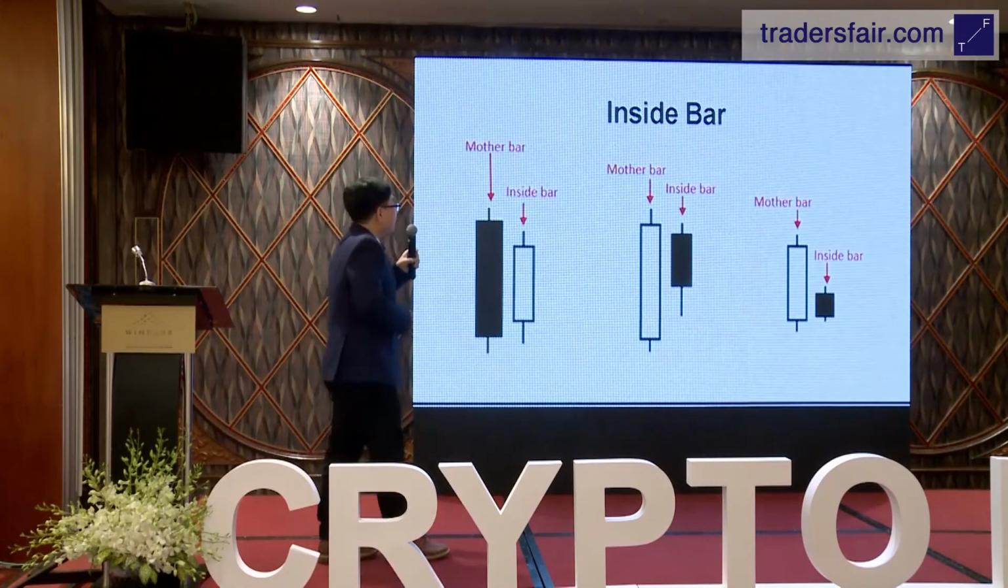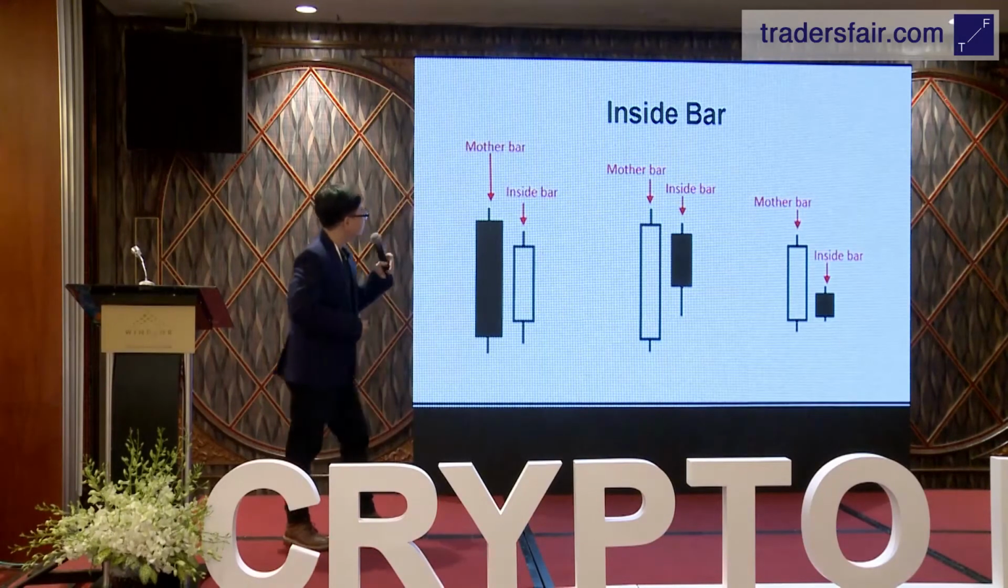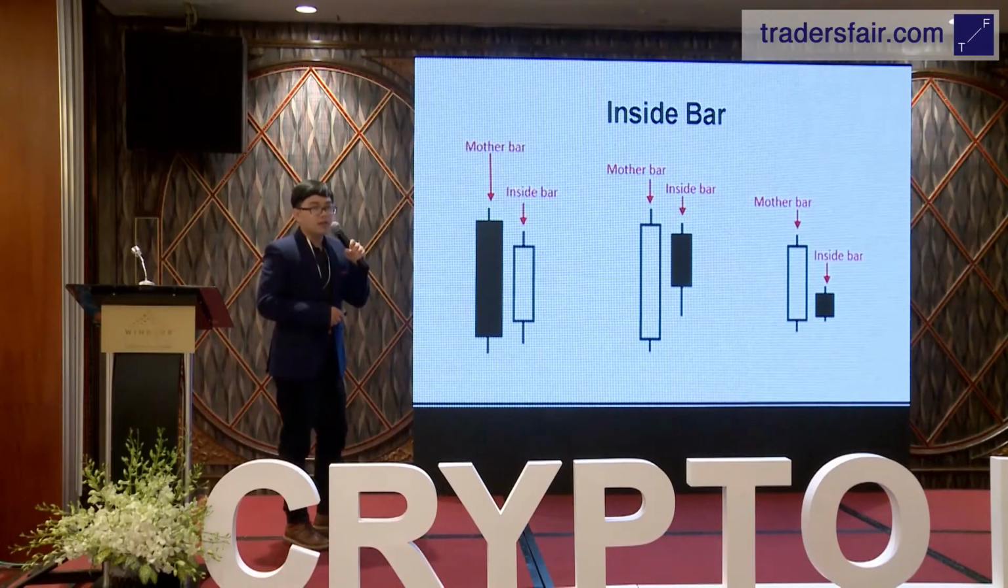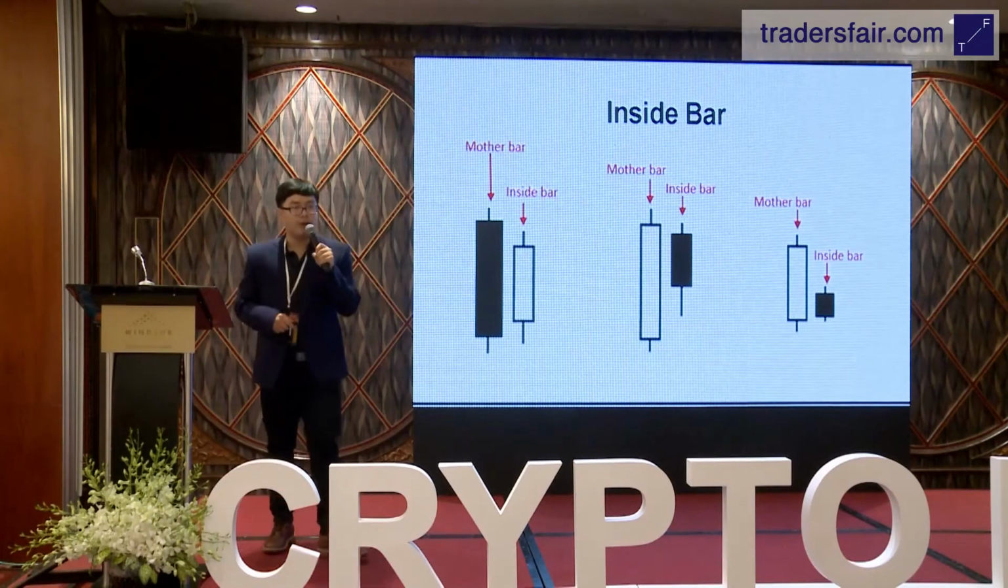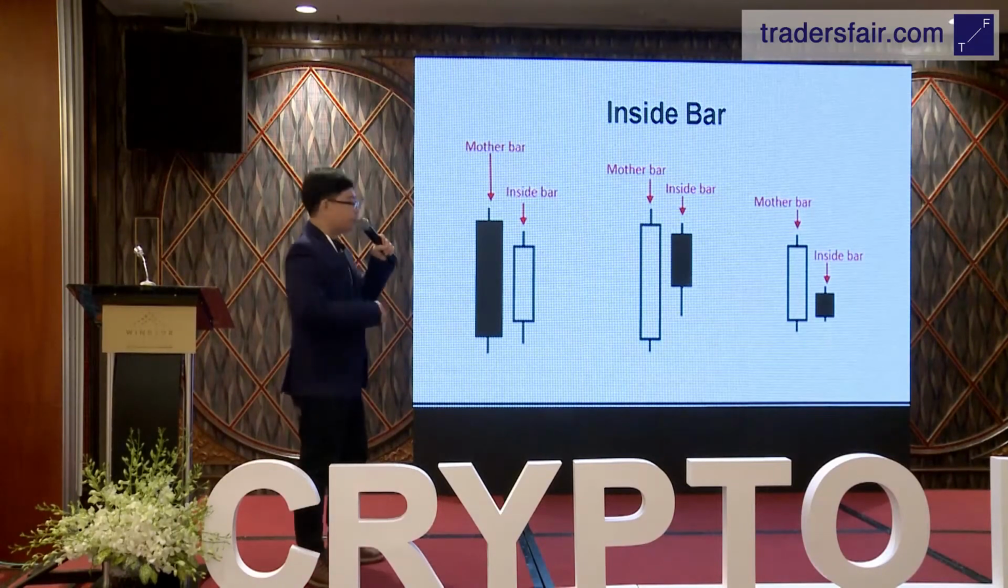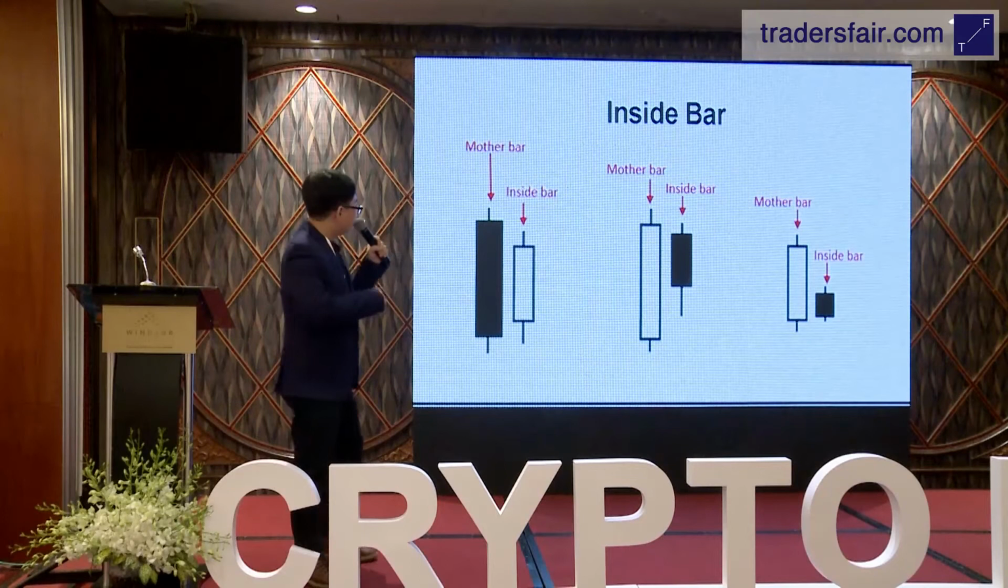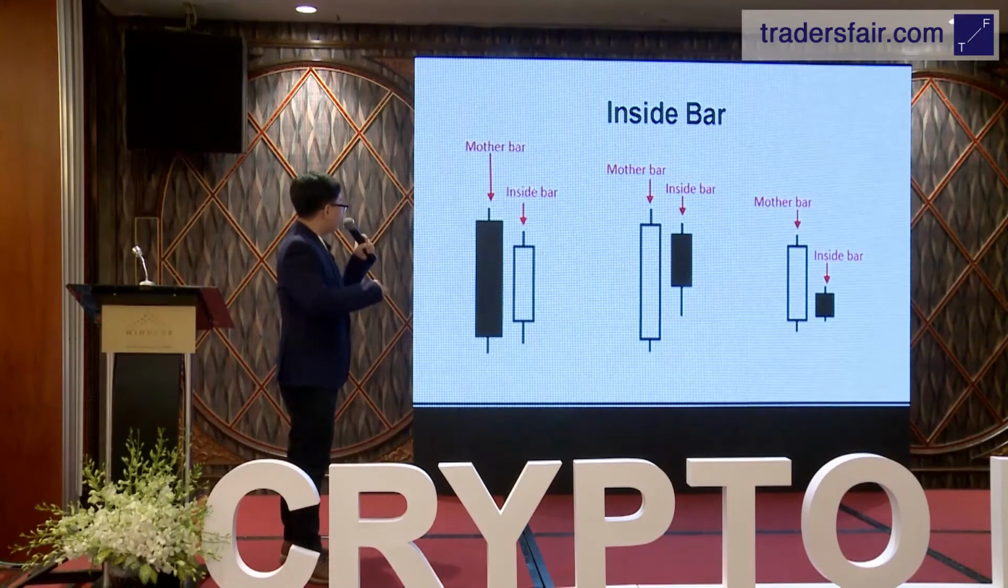The next is the inside bar. The inside bar is typically a two-candle pattern, but sometimes it could be a multiple-candle pattern. If it is a two-candle pattern, one candle is called the mother bar, and the second is the inside bar. The mother bar has to contain the whole high and low of the inside bar inside.